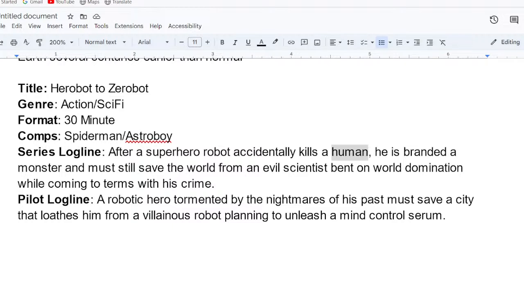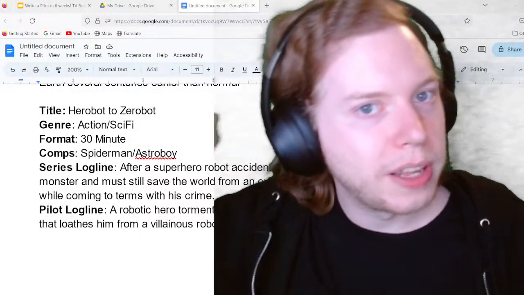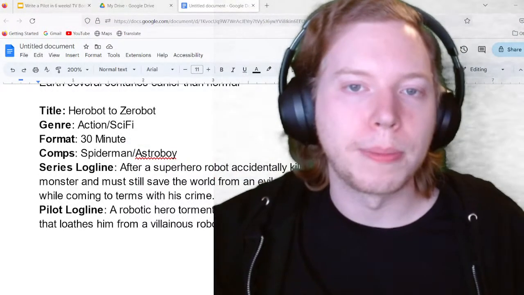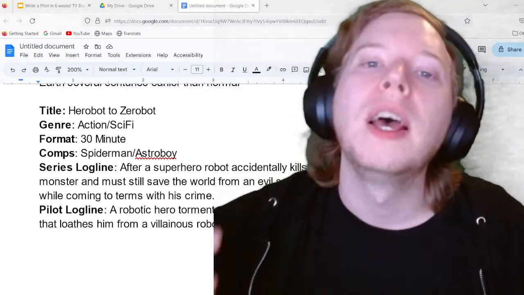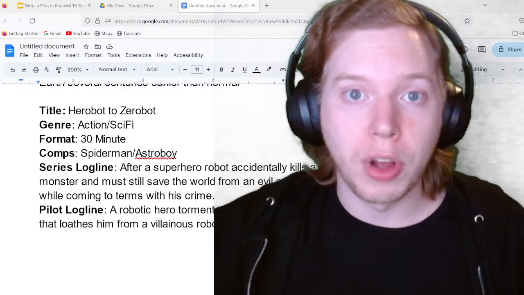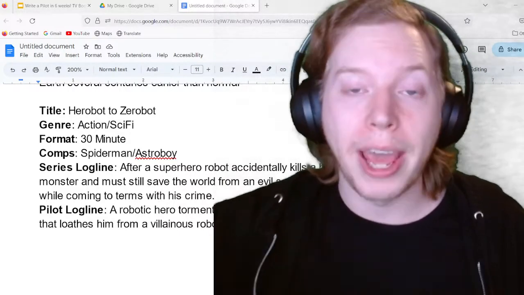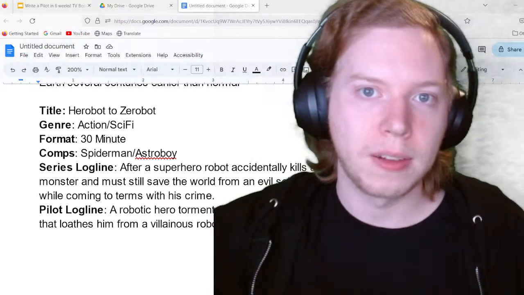It more manifests in him developing sorts of fears where he may become too paralyzed to act for fear that he would hurt somebody else. Oh, then, if that's the case, you would probably phrase it a little bit more like: when an accident on the job shatters his confidence, a controversial superhero robot must blank and blank, and keep it external for the series logline.